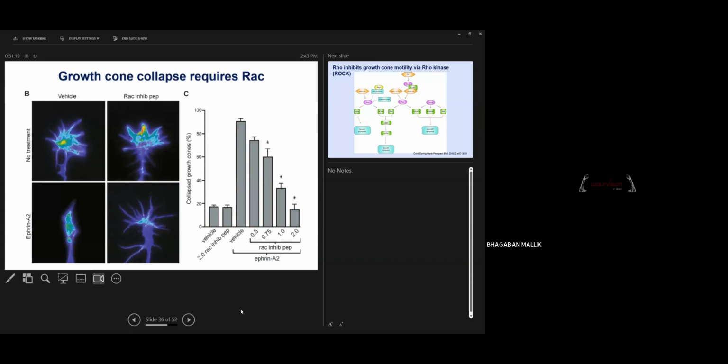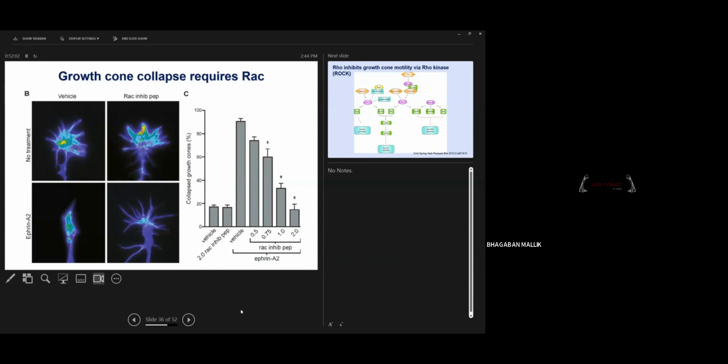Okay, but when they increase the concentration of the RAC1 inhibitor, like 0.5 molar, 0.75 molar, 1 molar or 2 molar, you can see that the collapse of the growth cone goes down, which is shown here, even in the presence of ephrin A signal. Ephrin A collapses the growth cone because it activates RhoA and depolymerizes the actin. But when you use this RAC1 inhibitor, RAC1 will not be activated, so the collapse will not happen. That's why you have less collapse.